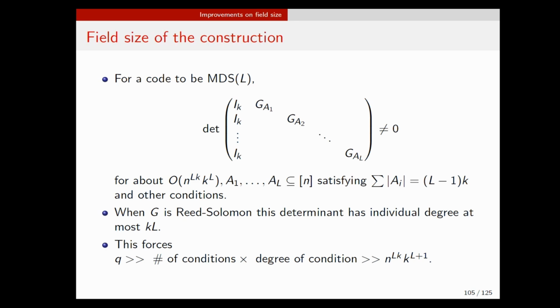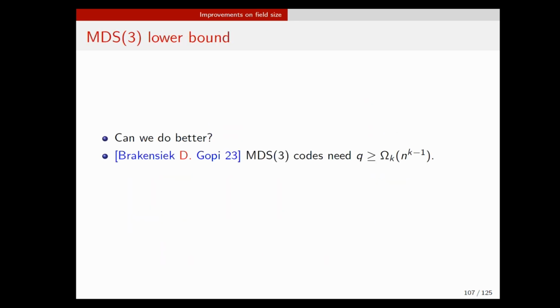Okay, so now the question is, can we do better? Now it radically turns out we can't. There is a lower bound that we proved with Josh and Gopi that just MDS3 codes need the field size to be n to the k minus 1. So that means even just to achieve list decoding capacity for list size 2, you actually need exponentially large fields, because k will also usually be around n. So this is a really, really bad state of affairs.